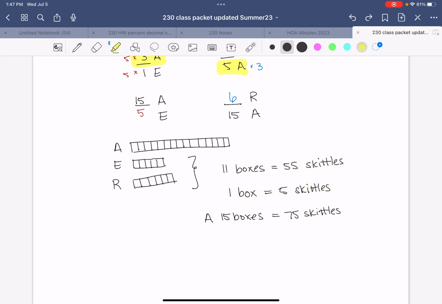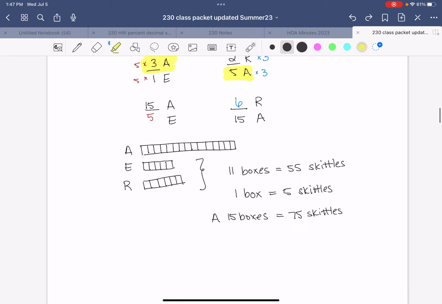When I'm looking for a good presentation of solution, I'm looking for some sort of box representation and then your statements or your equivalent ratios as to how you identified your answer. Okay, so that's what I'm looking for here.